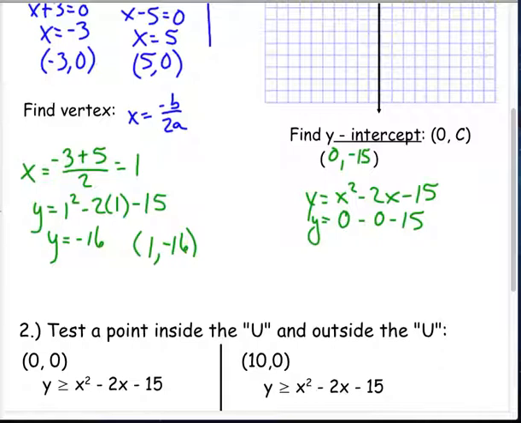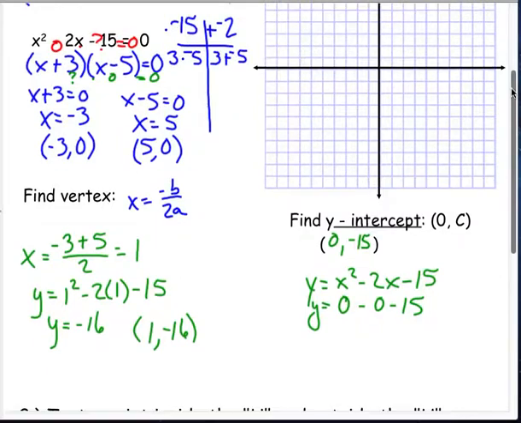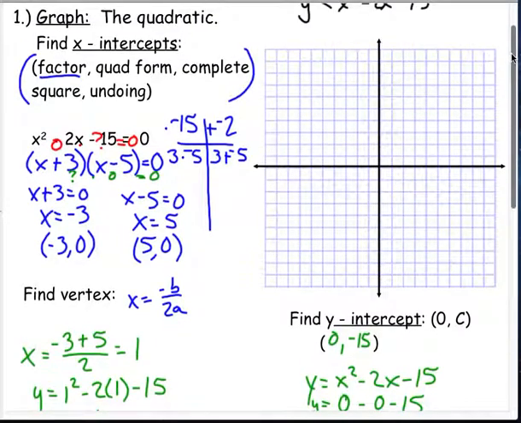Now looking at my vertex and my y-intercept, those aren't going to fit on a 10 by 10 graph. So I'm going to go ahead and scale this by 2's. So when I'm plotting negative 3, 0, it's going to land here. 5, 0 is going to land here. My vertex was 1, negative 16. So that's right here. My y-intercept was 0, negative 15.